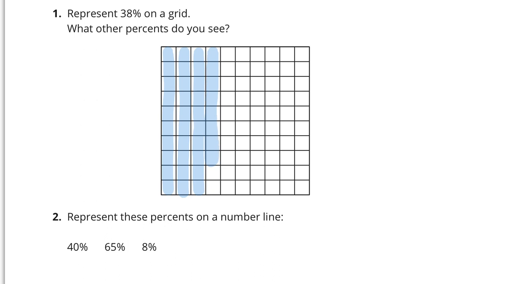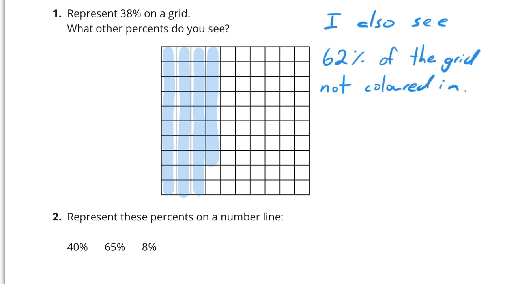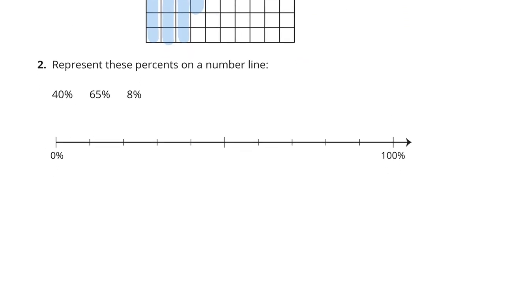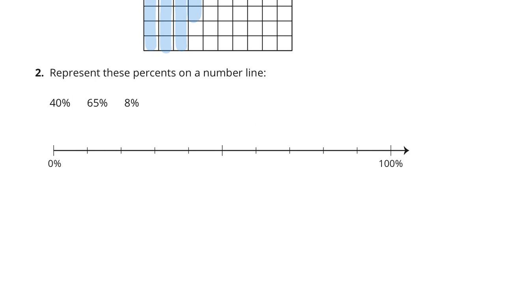Well, when I look at it, I can see that there are 62 blocks that aren't colored in. So that's what I would write. So I also see 62% of the grid not colored in. Next, it asks us to represent these percents on a number line.